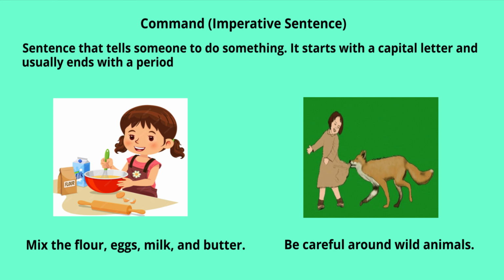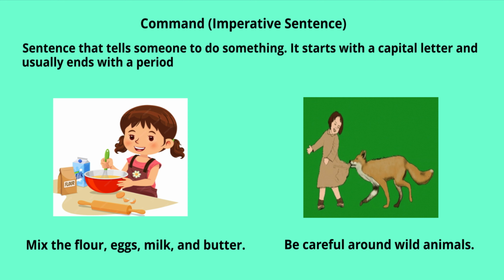See, in the first image, what are we saying? Mix the flour, eggs, milk, and butter. So what did I say to that girl? To mix the flour, eggs, milk, and butter. That means she has to do it, right? So that is a command. So this is an imperative sentence.